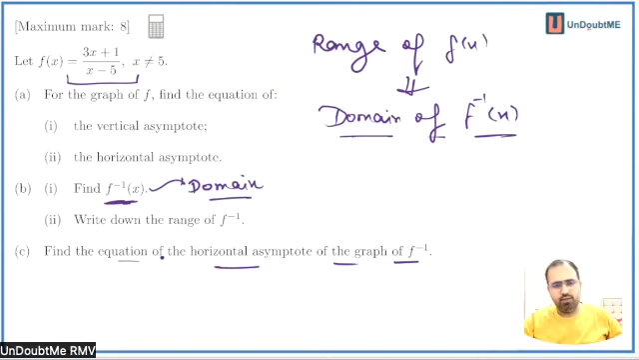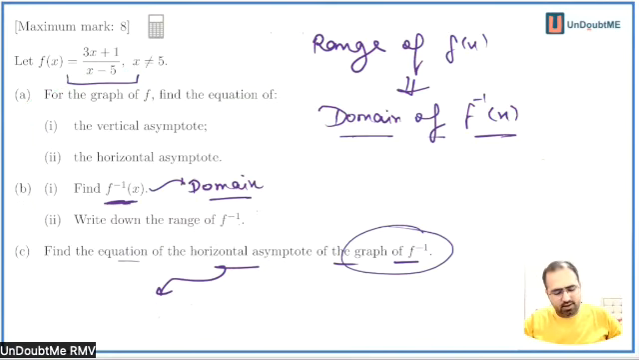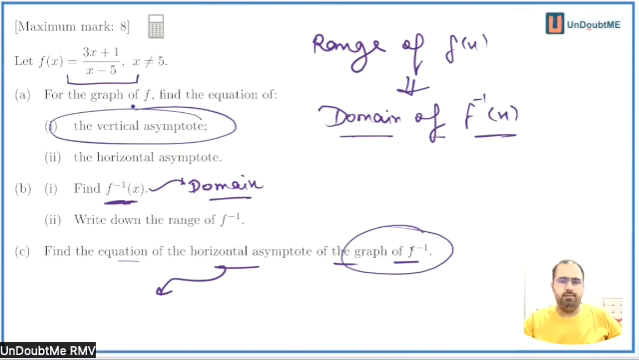Can any one of you guess what the horizontal asymptote for f inverse will be? Look, the horizontal asymptote for a function is the y value which is restricted from the range. So the horizontal asymptote for f inverse will actually be the vertical asymptote of f, because the range of f inverse will be the domain of f.